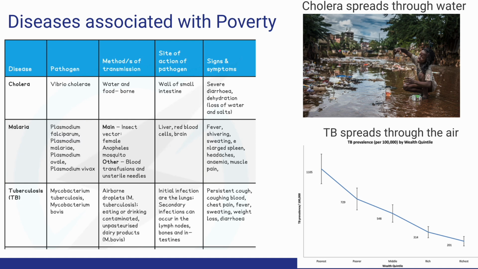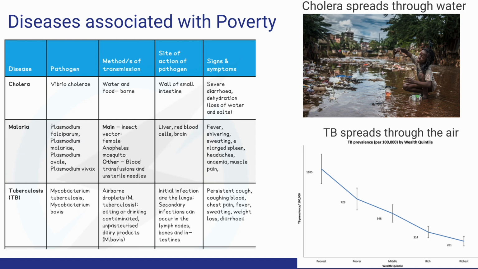Cholera is water and foodborne. That's how it's transmitted. The pathogen takes hold in the wall of the small intestine, and it is ingested. Signs and symptoms include severe diarrhea and dehydration, because when somebody has diarrhea, they lose a lot of nutrients, and therefore become dehydrated through the loss of water and salts.